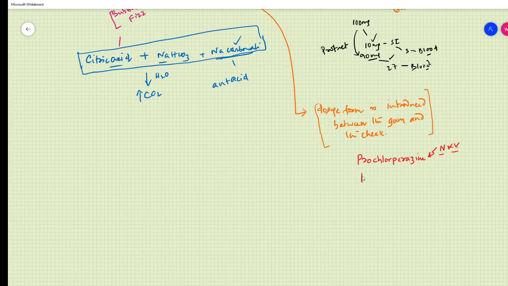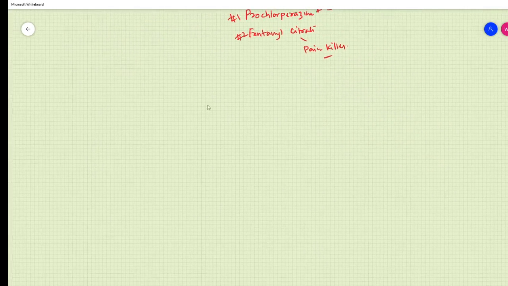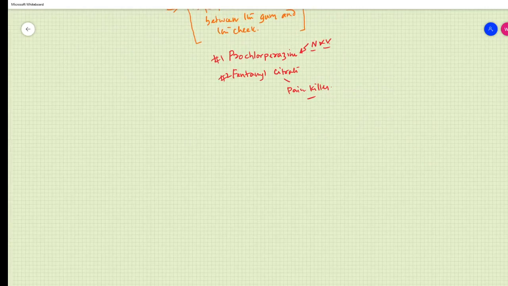Then there is fentanyl. So this is again administered as a buccal tablet. So this is number 1, number 2. So what is this used for? This is basically a painkiller, and it is a strong painkiller. So it is not meant for pains like headache or minor pains or aches.